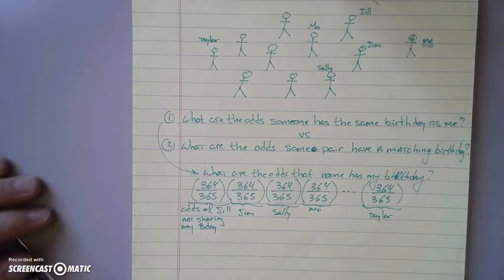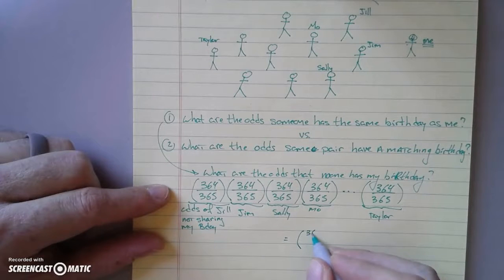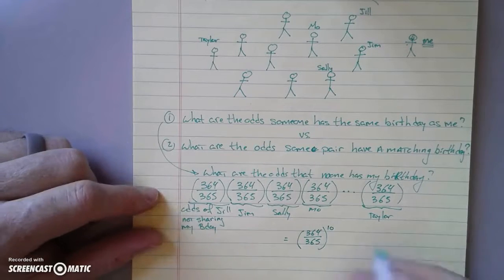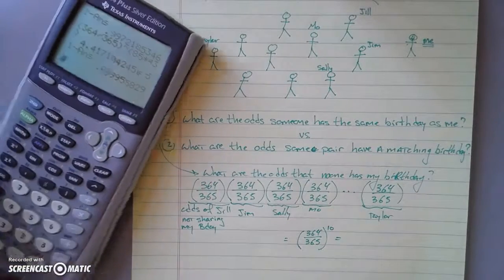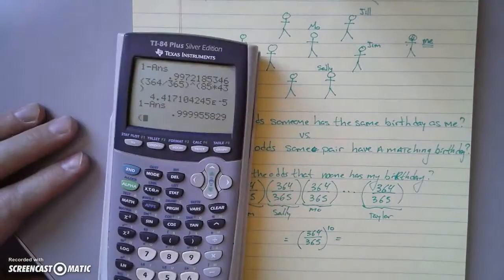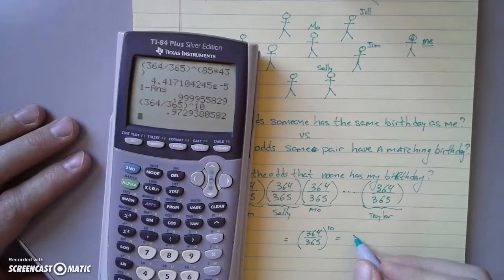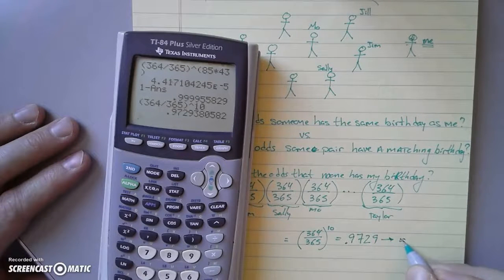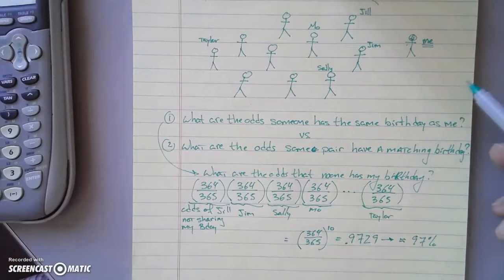So this ends up being the product, which we can write with an exponent. You don't have to, but it's to the 10th power. So what does that equal? This is the odds that everyone says no, so it's going to be pretty good. We're not going to be surprised with this answer. It's 0.9729. So about 97% of the time, if I ask 10 people, is your birthday my birthday, they'll say no.